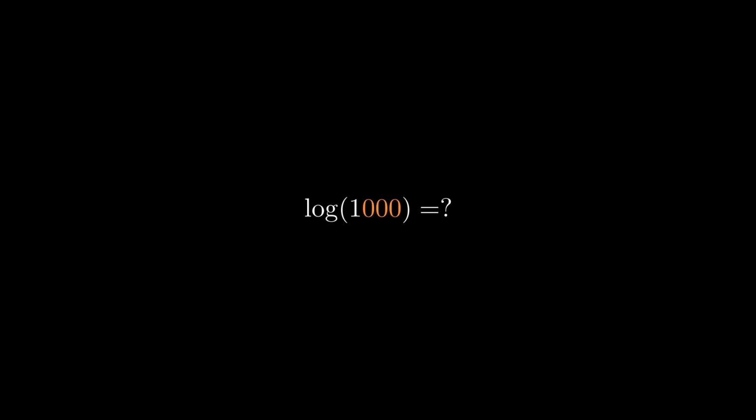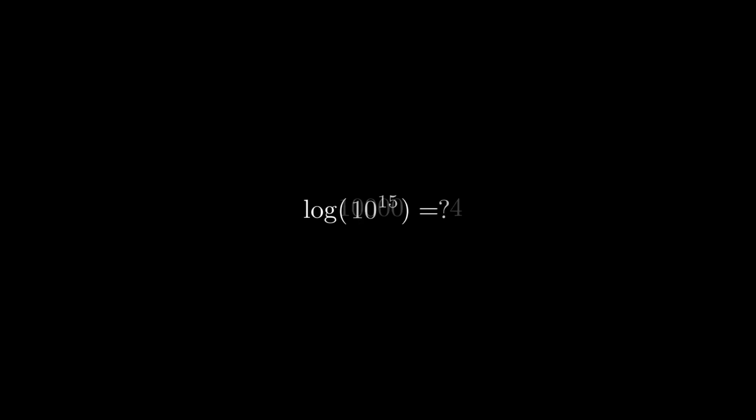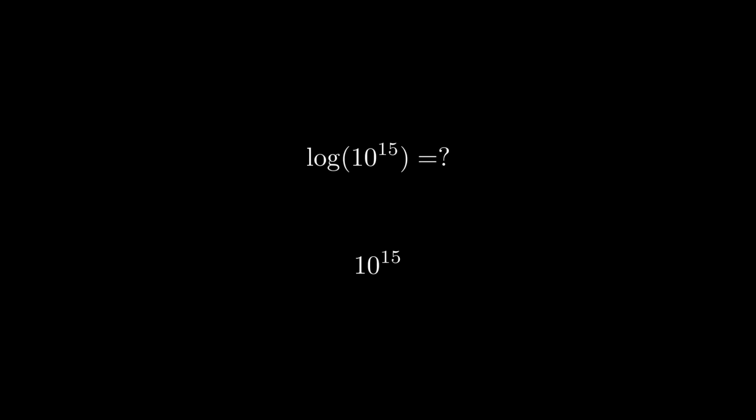So let's go. We'll start by taking the logarithm of 1000. I know you have no idea what you're supposed to do, but just count the zeros. 1, 2, 3. So the logarithm would be 3. Now, what about 10,000? There are 4 zeros, so the logarithm of 10,000 would be 4. What about something a little more difficult? What about the logarithm of 10 to the 15? Well, 10 to the 15 is just 10 times 10 times 10, 15 times, which means there are 15 zeros, and the logarithm would also be 15.